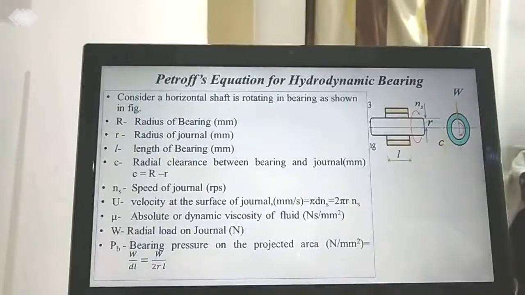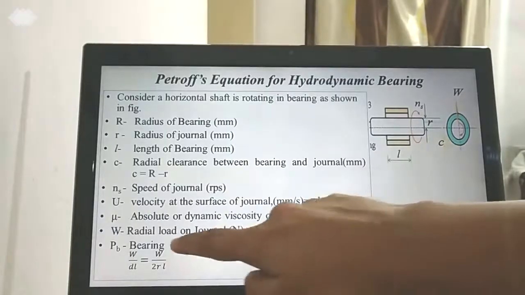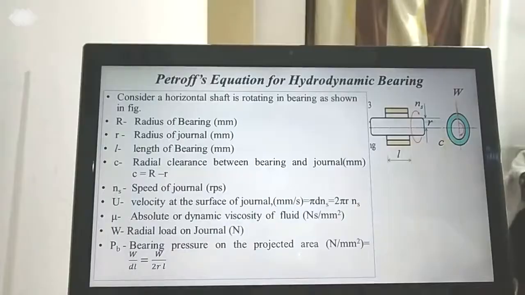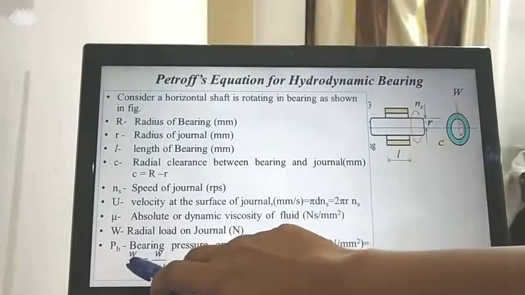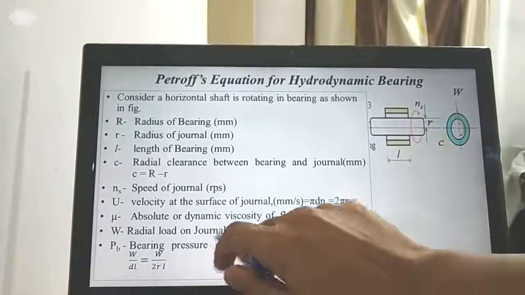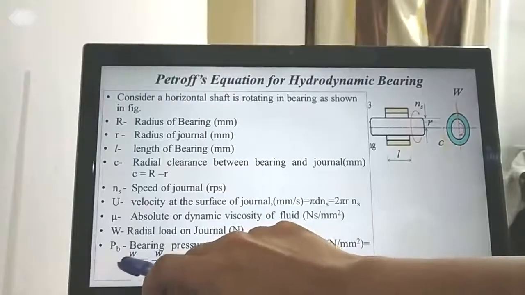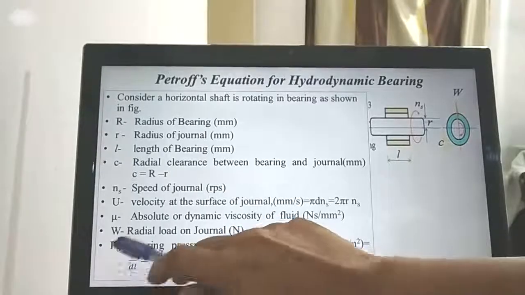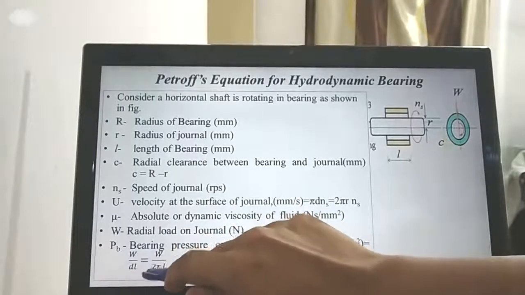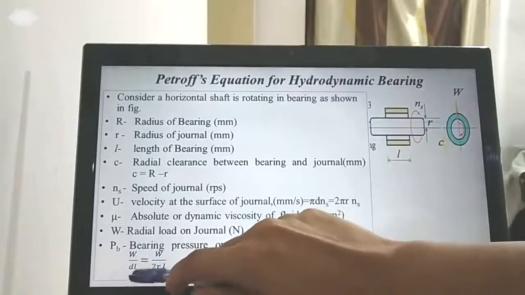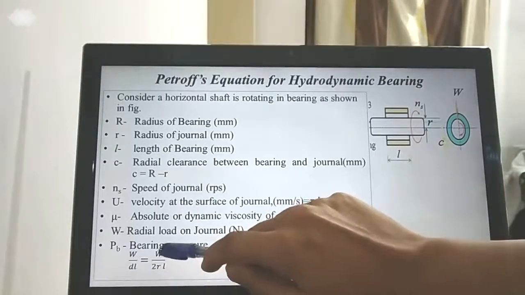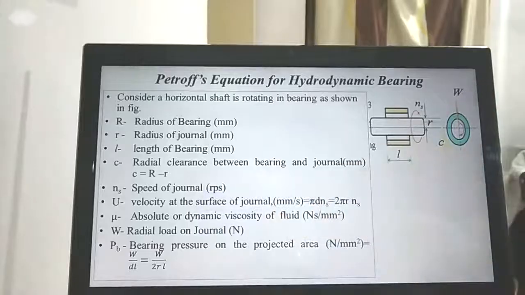Then PB is the bearing pressure on the projected area. W is nothing but the radial load on the journal, and PB is the bearing pressure, so it is load divided by area, that is W divided by DL. Let's rearrange the term D, so we get W divided by 2RL.